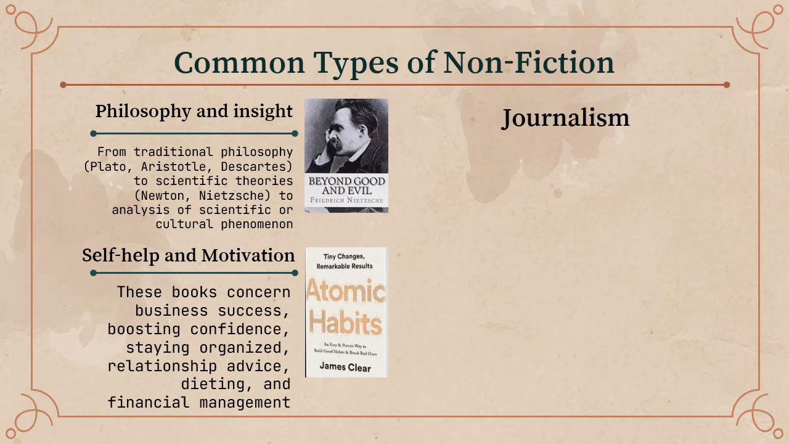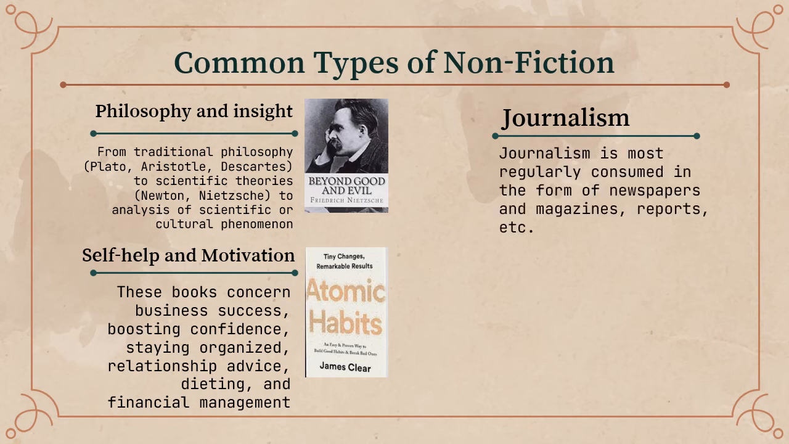Next type is journalism. So journalism is a broad subgenre of nonfiction and one that encompasses many media. It can be visual media, it can also be written media. So journalism is most regularly consumed in the form of newspapers and also magazines, along with monthly journals and also deep reports.